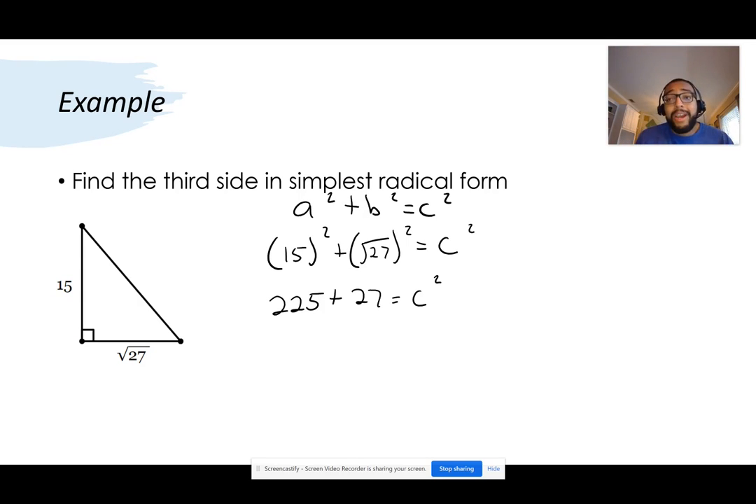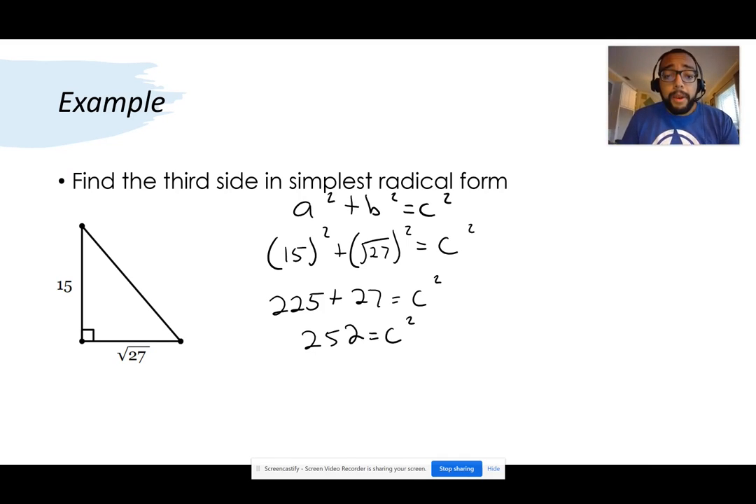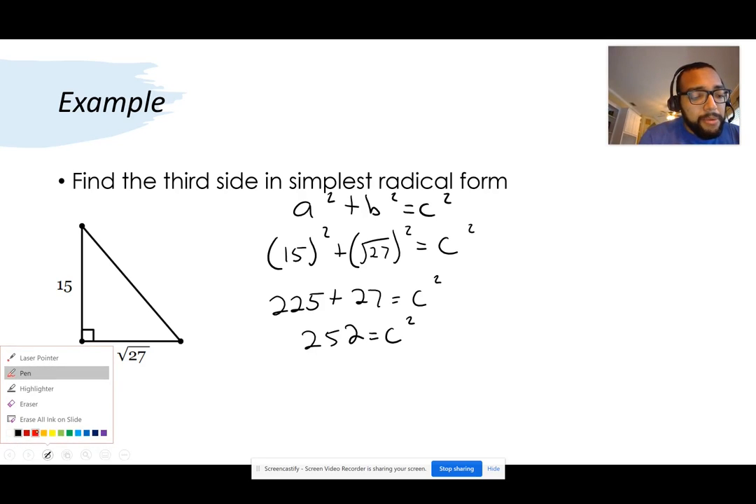So if you're typing it the way it is, parentheses, square root of 27, parentheses, and square, you would get 27. So that's good news for us because I can just do 225 plus 27, and that'll be 252 equals c squared. Okay, and then from there, I'm like, okay, square root of 252, is that a nice whole number? It's not. That means we need to do some dividing here to break it up. So, well, first, let me get to that point.